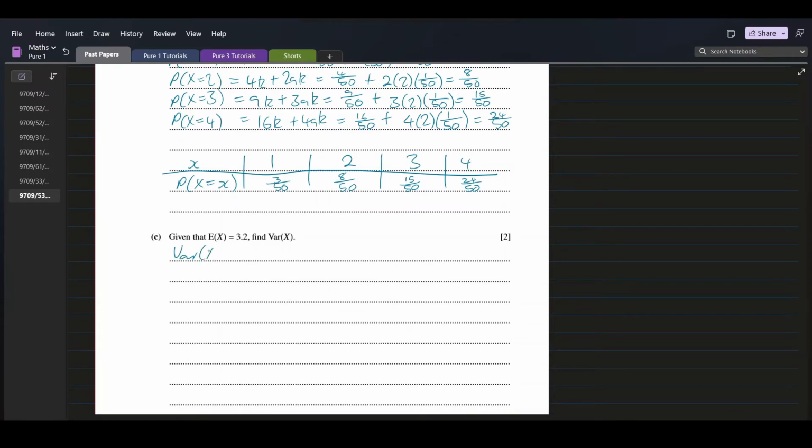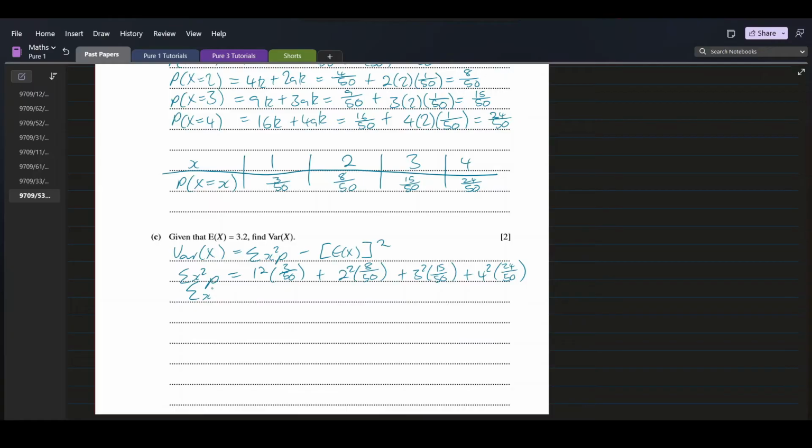Part C, given that the expectation of x is equal to 3.2, find the variance of x. So var of x is equal to the summation of x squared p minus the expectation of x squared. So we need to first find the summation of x squared p. We already have the expectation of x. So this is using our probability distribution table. That's 1 squared times 3 over 50 plus 2 squared times 8 over 50 plus 3 squared times 15 over 50 plus 4 squared times 24 over 50.